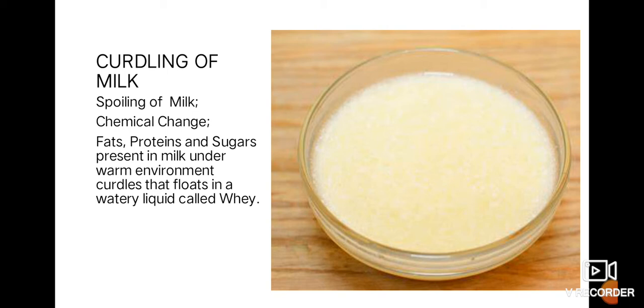Now, when they come in contact with a warm environment, very slowly they undergo a chemical reaction that will allow the liquid part to separate, and that will form something called whey. And within that whey, it will keep on floating. So thus it will result in the curdling of milk, or something that we call spoiling of milk.